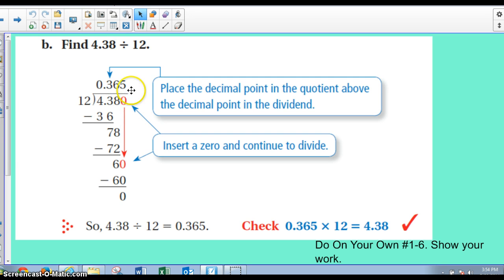So you bring in a 0, because we can add as many zeros as we want to the right of the decimal as long as it's past all our regular numbers. It doesn't change the number. So you bring the 0 down, which you've added, and that makes it 60, and you can take it to 0. Alright? Reference this if you need to in doing the on your own, number 1 through 6. Show your work. Come back when you're done.